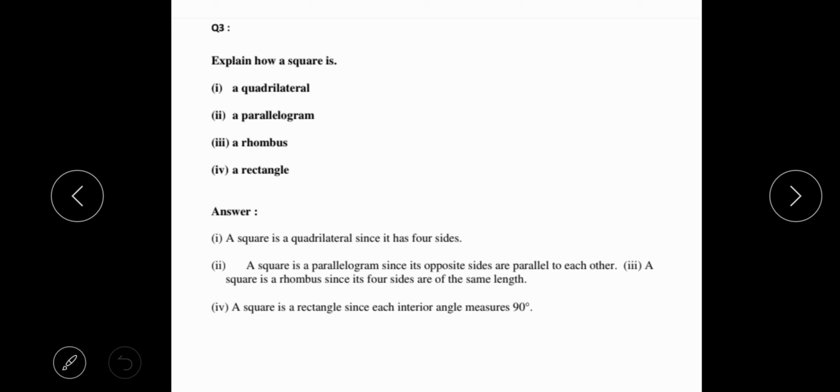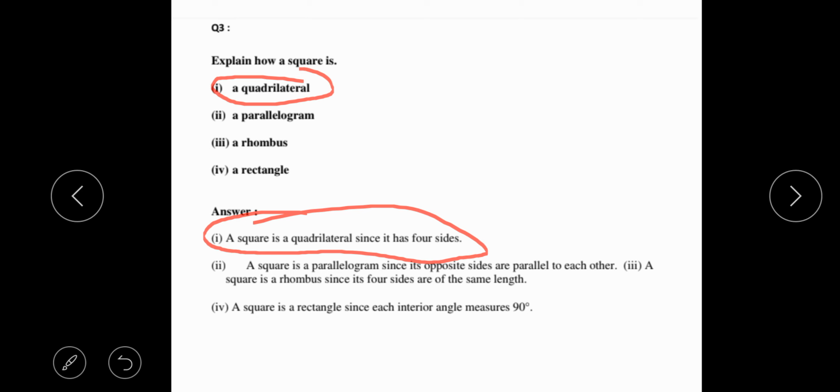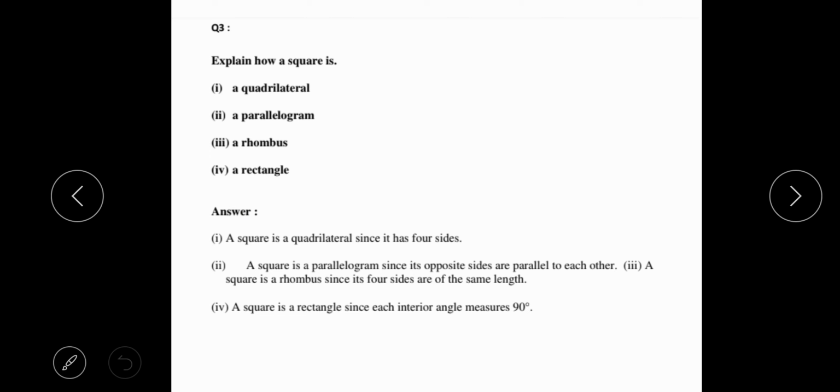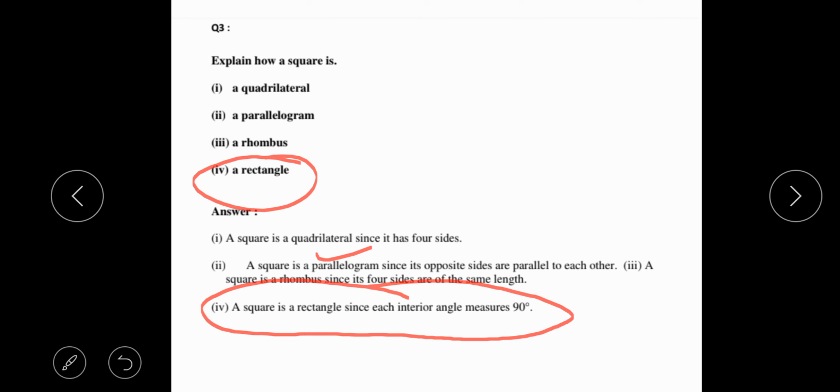Now next one, explain how a square is a quadrilateral. A square is a quadrilateral because a square consists of four sides. How will you explain a square is a parallelogram? A square is a parallelogram because opposite sides are parallel to each other. And how will you say a square is a rhombus? Because in a square all four sides are equal. And how will you say a square is a rectangle? Because all the interior angles are 90 degrees.